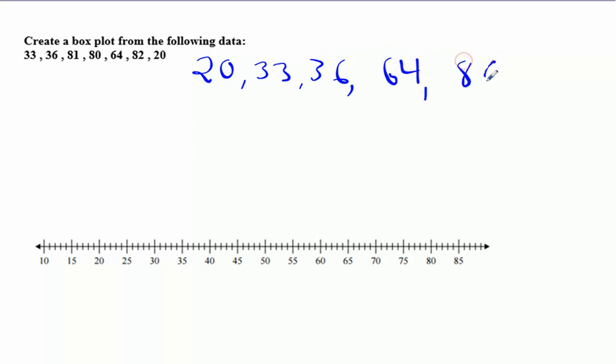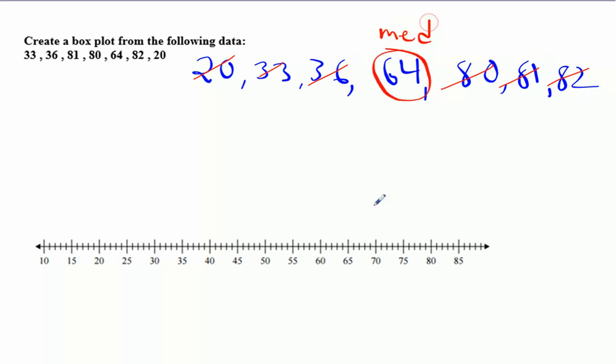64, I got 80, I have 81, and I have 82. And again, always double checking. 1, 2, 3, 4, 5, 6, 7. 1, 2, 3, 4, 5, 6, 7. Okay, got them all. 1, 1, 2, 2, 3, 3, up, middle number. All right, so 64 is my median.